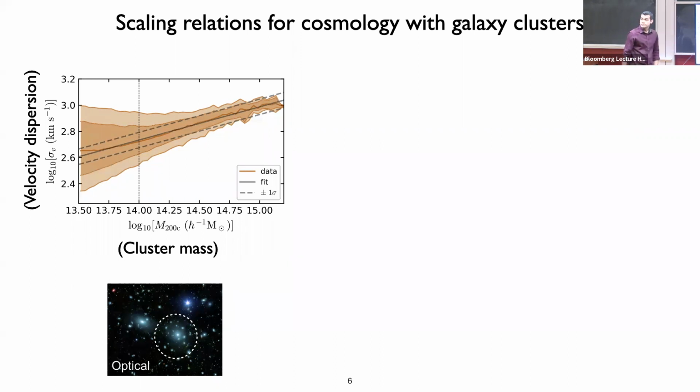And is this part simulation or observation? This is simulation, but it actually gives an idea of how much the scatter in this relation should be. So if I observe a velocity dispersion for a cluster, what would be the spread in the masses that I can predict? So having a relation with low scatter is important.